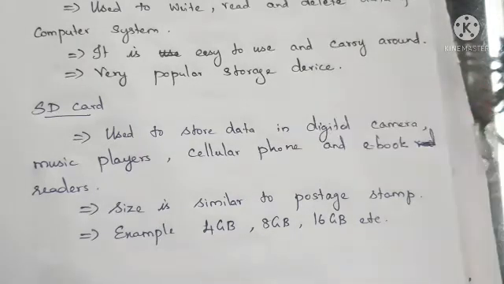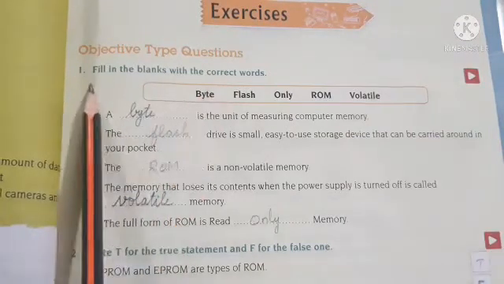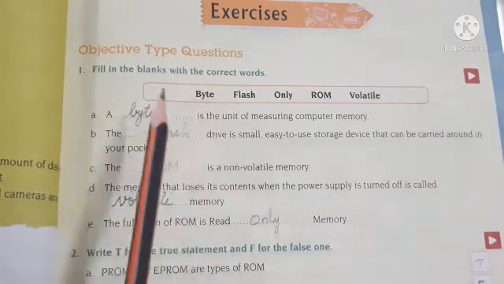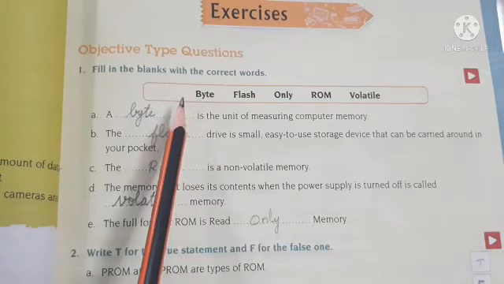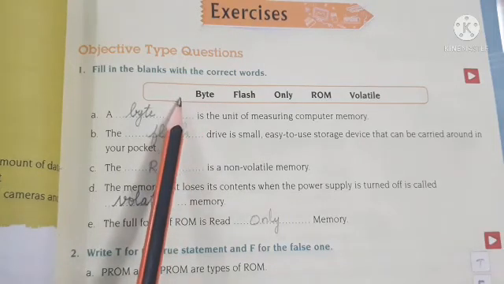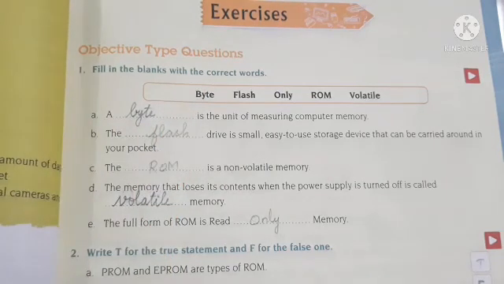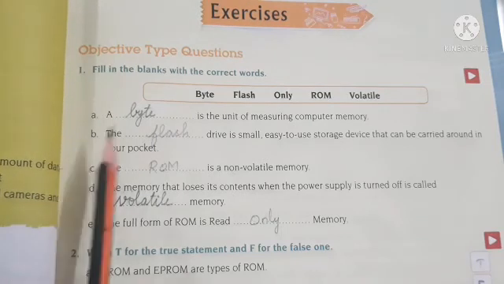Now we can see the book exercise. The first one is fill in the blanks with the correct word. Here the options, that means the answers, are given in the box. But while you are writing the first midterm test, the answers will not be given for the fill in the blanks. You have to write them. So see the first one.